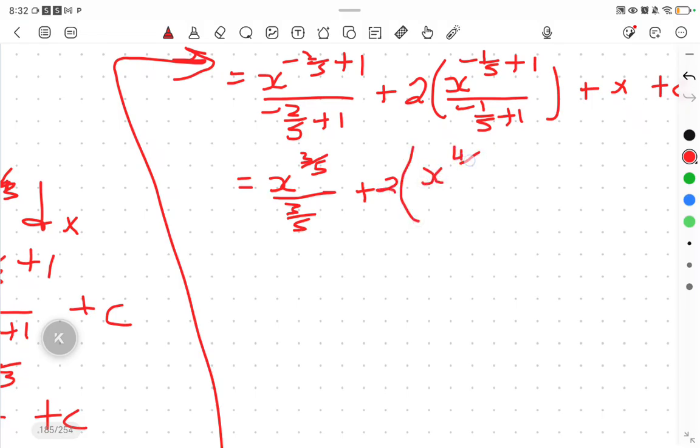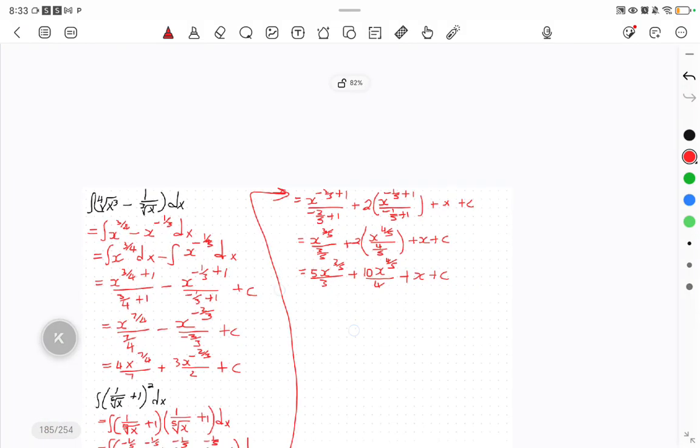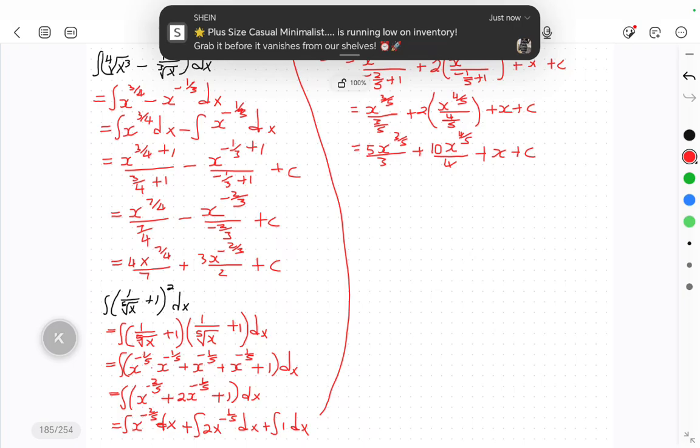just be 4 over 5, 4 over 5 plus x plus c. This will just be 5x 3 over 5 over 3 plus 5 times 2 is 10x 4 over 5 over 4 plus x plus c. Then that will be the solution to number 7.